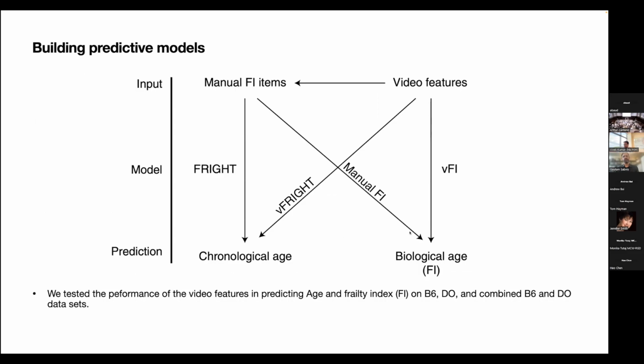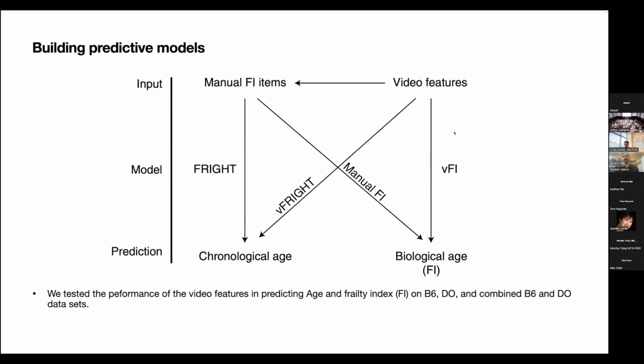So although we are interested in predicting the biological age from the video features, we can also predict other things like chronological age, which serves as an empirical ground truth and also has a strong relationship to frailty. So we predict the chronological age using video features, and we call it the V-Fright clock. This is motivated from a paper that used manual frailty items to predict the chronological age, and they refer to it as a Fright clock. It stands for Frailty Inferred Geriatric Health Timeline.